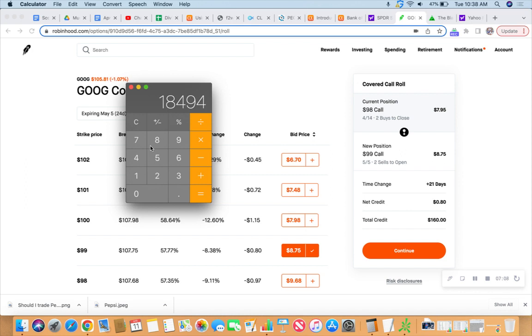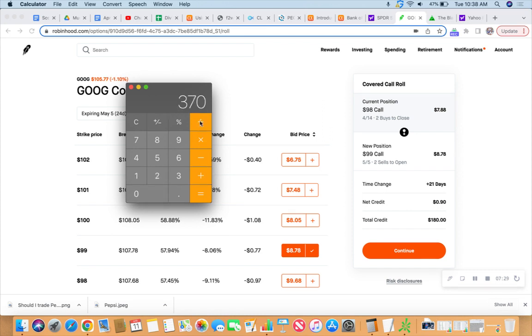And we're saying that we can collect $160 in premium, plus roll up to the 99 from the 98, which would add $1 per share. And we have 200 shares on the table. So that'd be $200. 170 plus 200 equals 370.